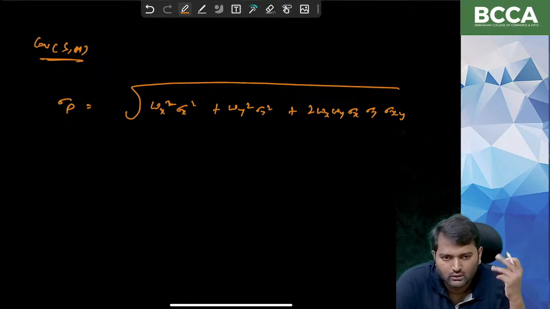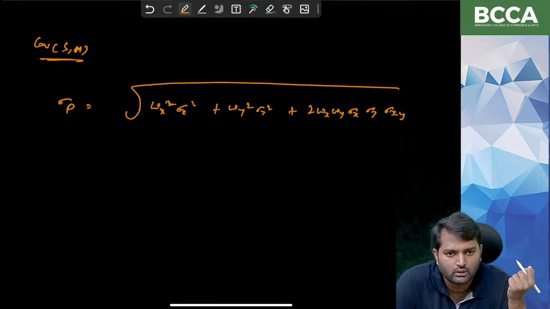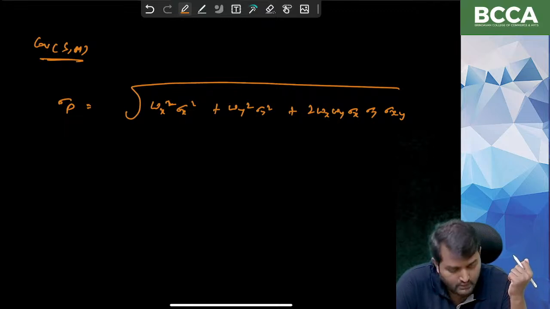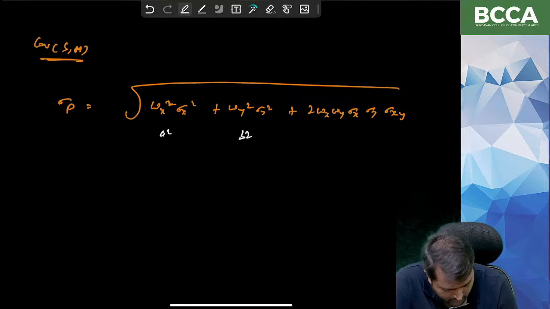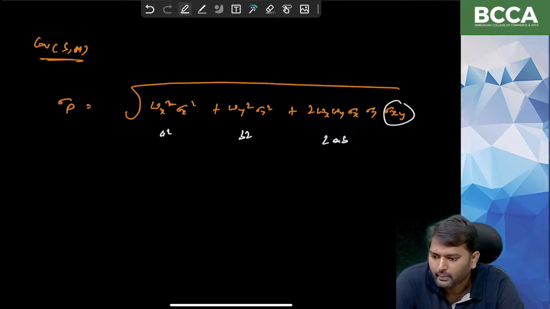So square root of, and about leasing and evaluation of scheme proposals, that can be completed very easily because you already have the basics in CMA Inter. Clear? So this is the formula. This formula is similar to a square plus b square plus 2ab. If there are 3 securities, then the formula will be similar to A plus B plus C whole square. Nothing but you will take A square, B square, C square, and 2AB, 2BC, 2AC. Clear? Are you getting my point?